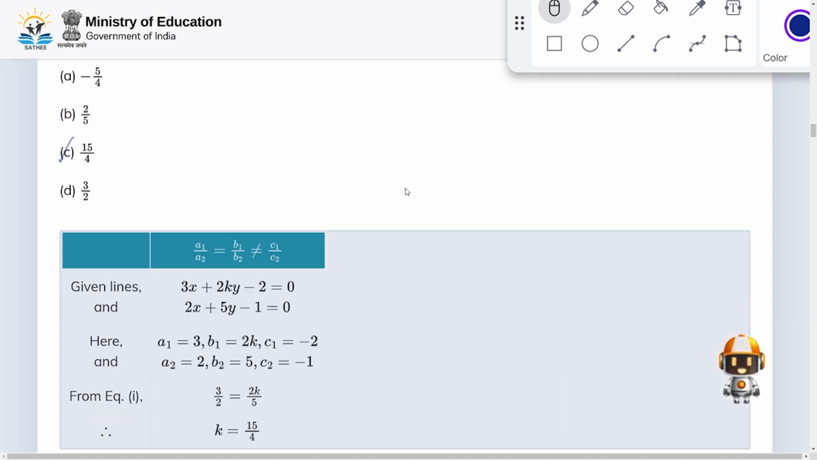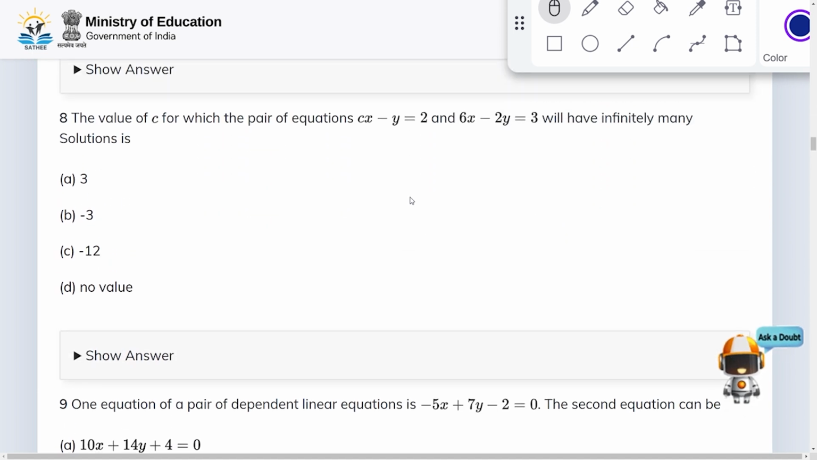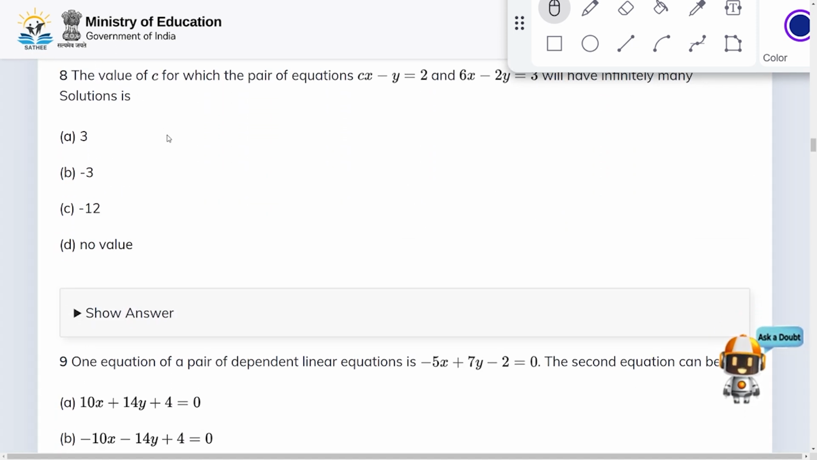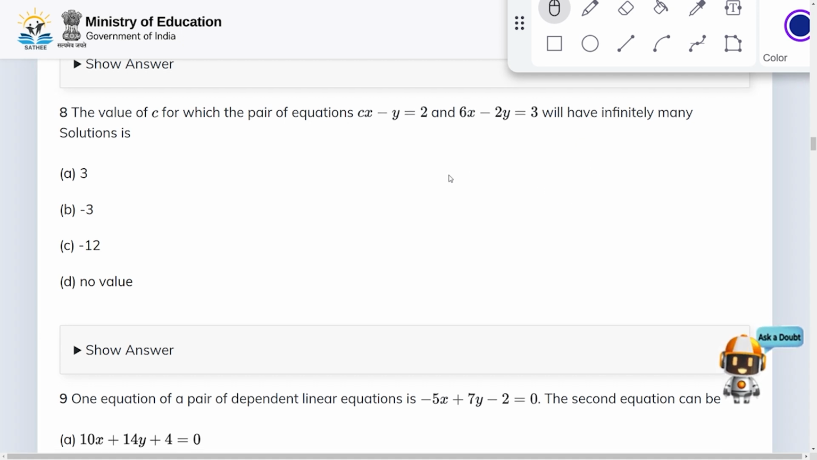And now let us move to question number 8. Okay, so in question number 8 we have to find the value of c for which the pair of equations cx minus y is equal to 2 and 6x minus 2y is equal to 3 will have infinitely many solutions. Okay, so for what value of c will this pair of linear equations have infinitely many solutions? Okay, so let us solve it.